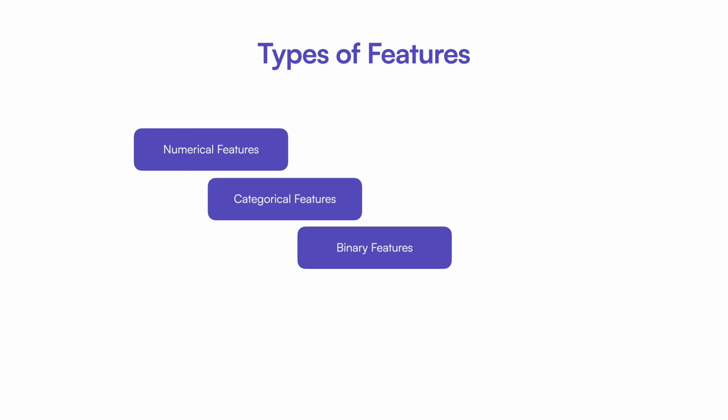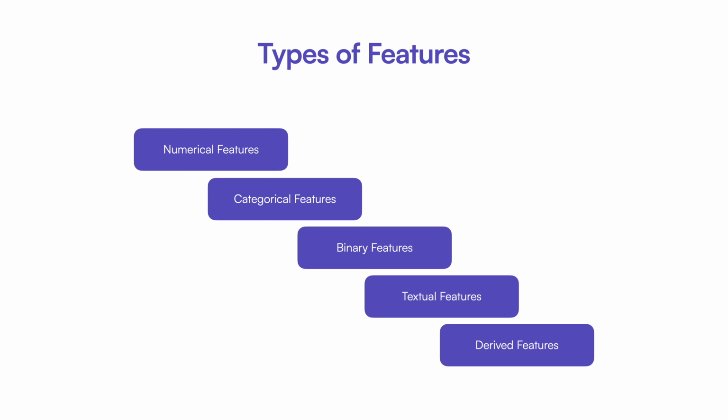Features can be text-based information as well, like product reviews or social media posts, often transformed into numerical representations before use. Features can also be created by transforming or combining existing features to produce more meaningful information, like calculating the price per square foot.